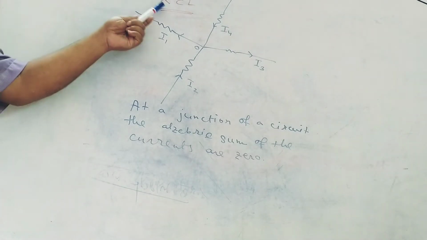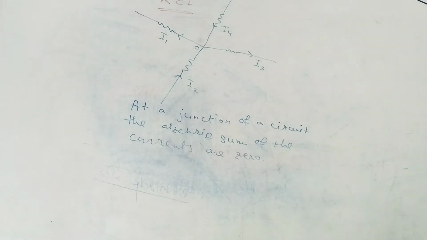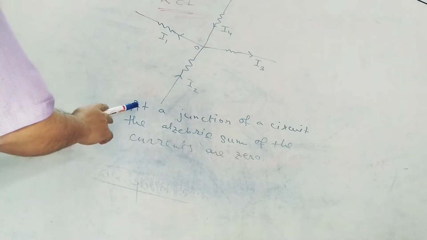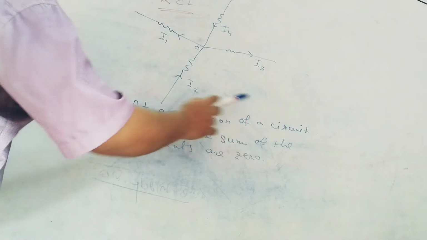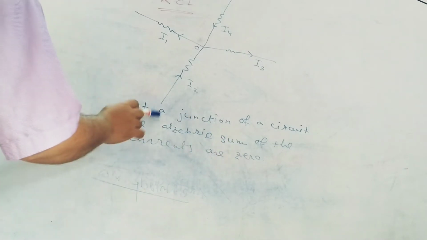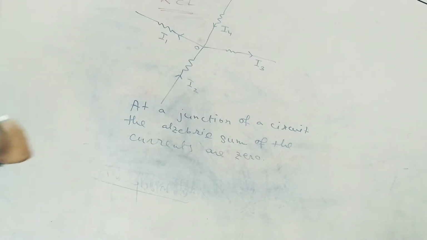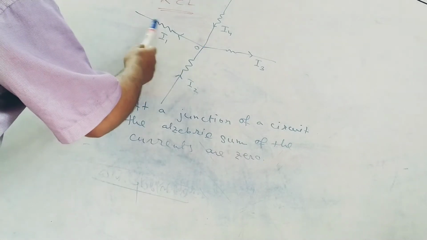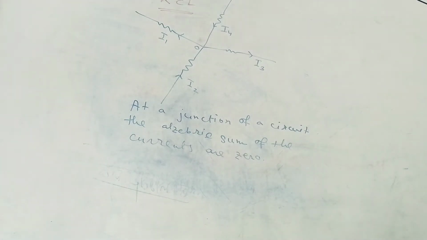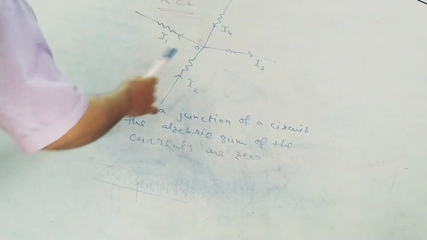Kirchhoff's first law or KCL, that is Kirchhoff's current law. Kirchhoff's current law states that at a junction of a circuit, the algebraic sum of the currents is 0. Let us consider that the currents which emit from a junction have a positive sign, and the currents which enter into the junction have a negative sign.